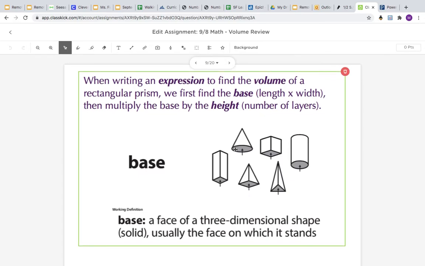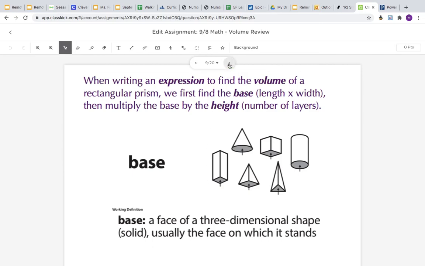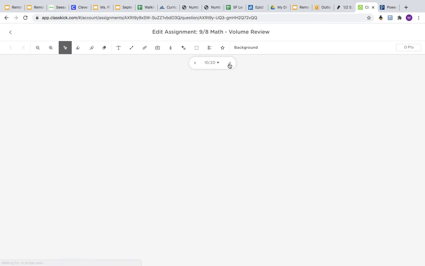When writing an expression to find the volume of a rectangular prism, you first find the base, so the length times the width, and you'll see the base is highlighted in gray with the arrows pointing at it. The base is usually a face of a three-dimensional shape, usually what it is standing on, okay? Once you find that, you then want to multiply the base by the height, so the number of layers.